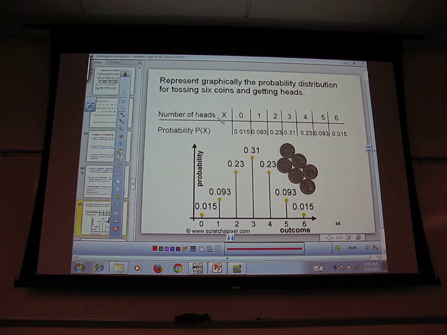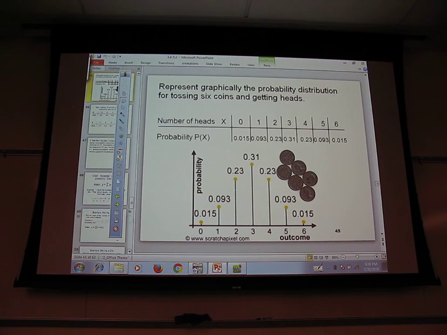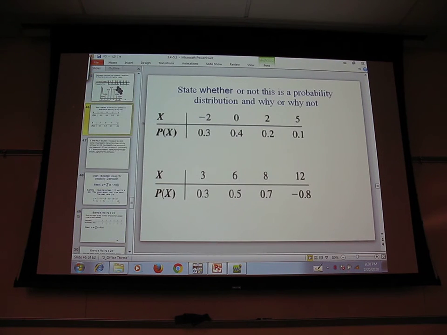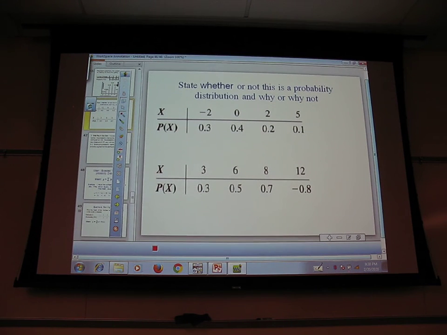But do you see up here where it says number of heads and the probability of each of those? So let's take a look at this one. 30 seconds with your neighbors. Figure out whether these could possibly be a probability distribution and why or why not. With your neighbors, discuss.